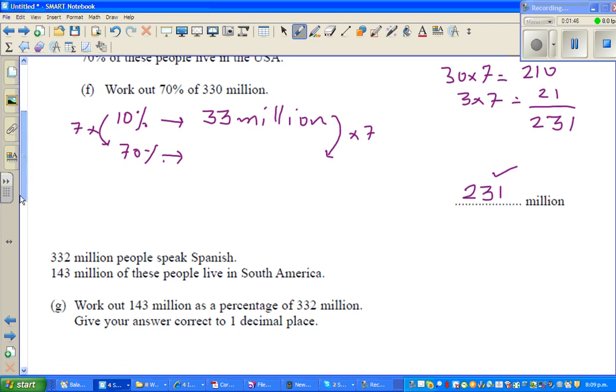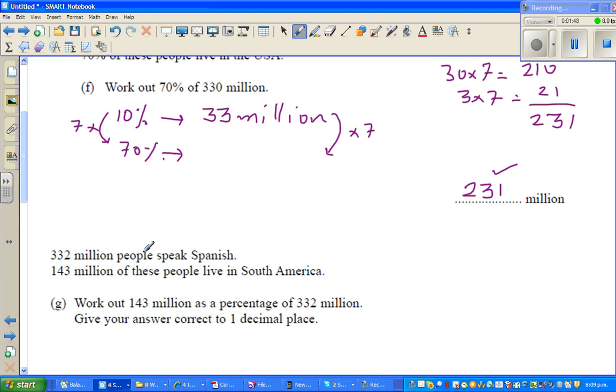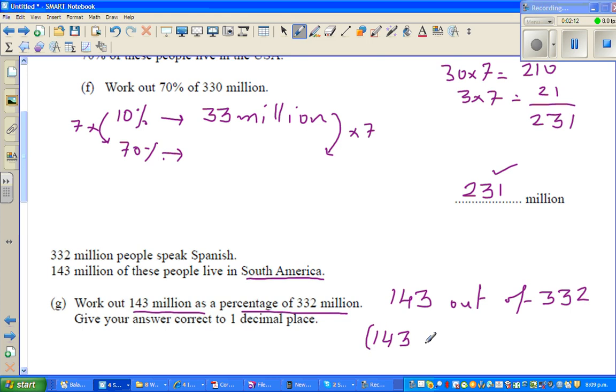Okay, the next question is 332 million speak Spanish. 143 million of these people live in South America. Work out 143 million as a percent of 332 million. So you want to find 143 out of 332 as a percent. So what you do is 143 divided by 332, so that will be out of 1. And you want to write it as a percent, so you'll have to multiply it by 100.